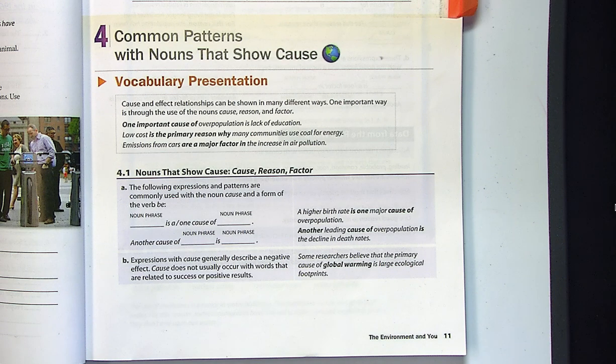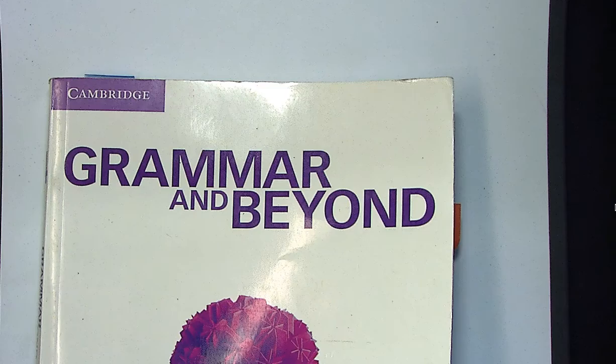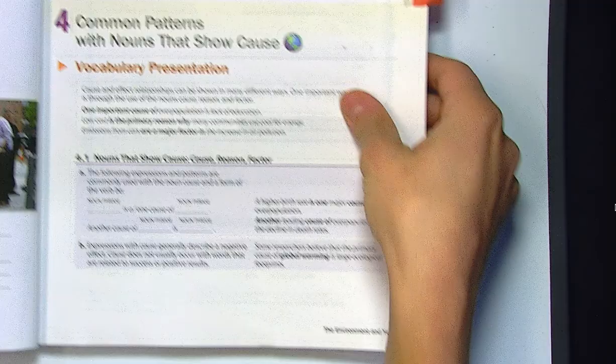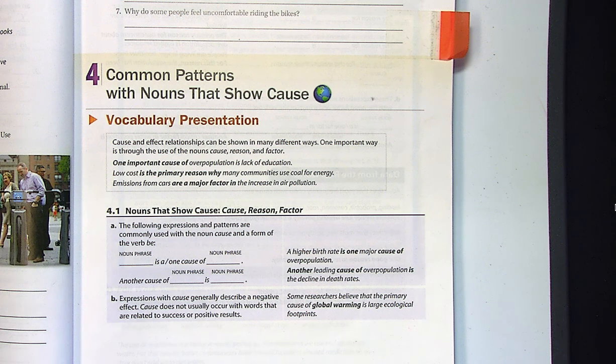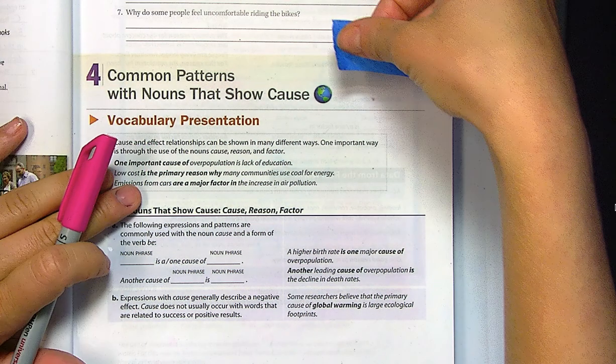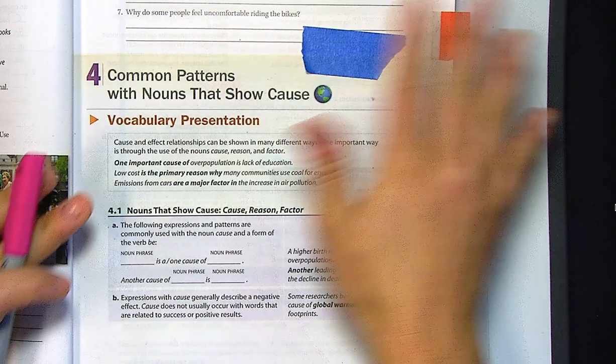Hello everyone. Today we are looking at common patterns with nouns that show cause. We are in Unit 1 of the Grammar and Beyond 4 book, Section 4. So we're looking at common patterns with nouns that show cause. This is also going to involve some vocabulary practice, and we're also going to be using some of our noun clause grammar that we have been practicing.